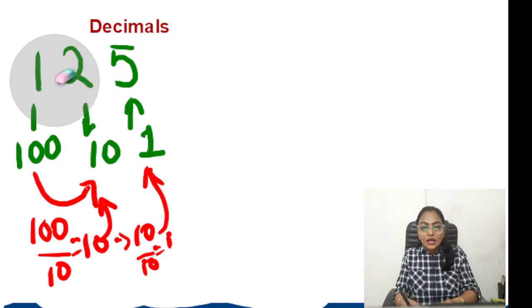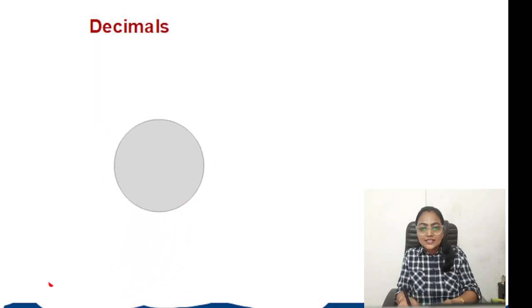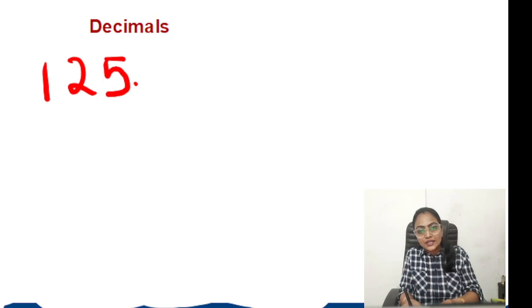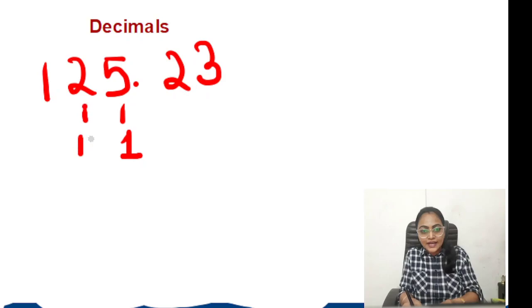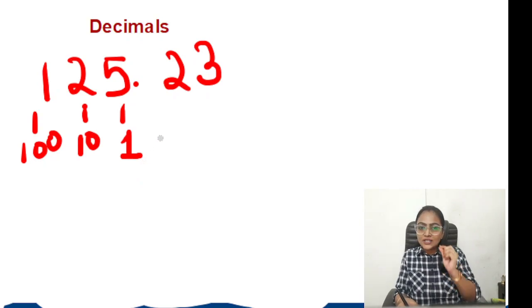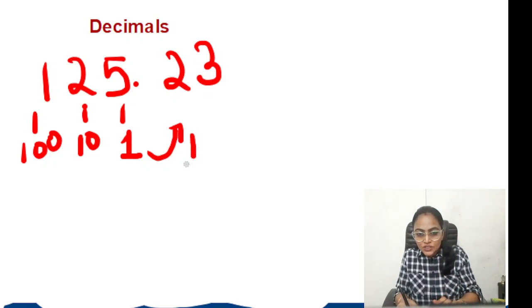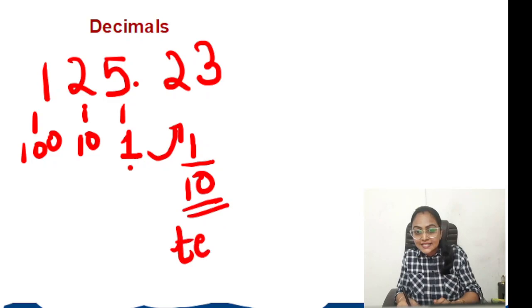Now, decimal numbers follow the same concept. We will extend this 125 to a decimal number. This is a decimal number. This 5 is at 1's place, this is at 10's place, and this is at 100's place. Decimal numbers follow the same concept. That is, the place value of the first digit after the decimal, that is 2 in this case, will have a place value of 1 by 10, that is this place value divided by 10, and this is called tenths, T-E-N-T-H-S, okay?